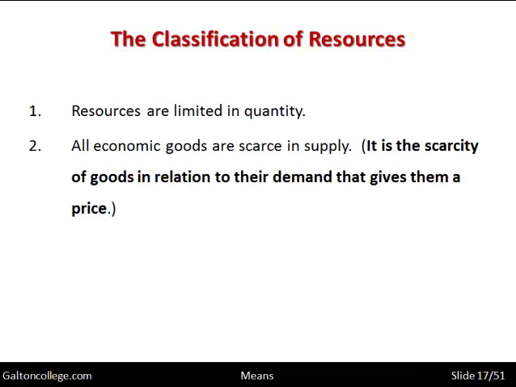All economic goods are scarce in supply. It is the scarcity of goods in relation to their demand that gives them a price. So scarcity determines the price of economic goods. And economic goods are goods that are scarce in supply relative to want. There are goods that we want, but they're scarce, and that means they command a price. That's where the pricing system comes from.